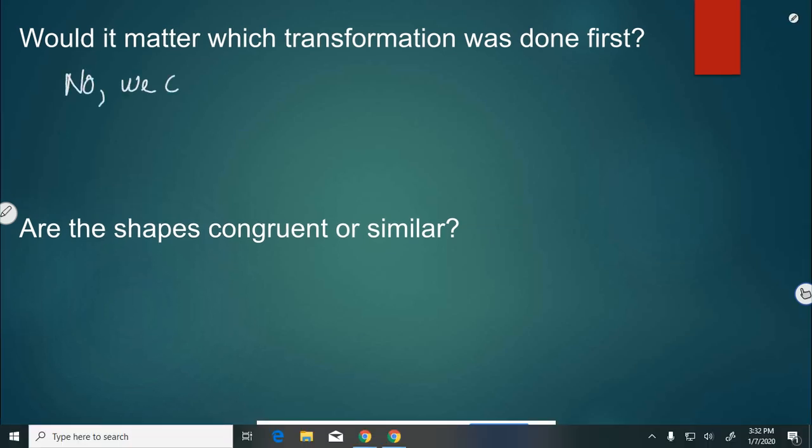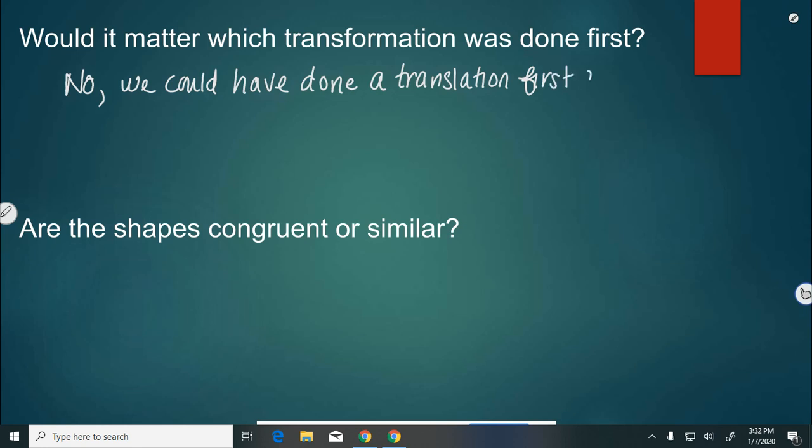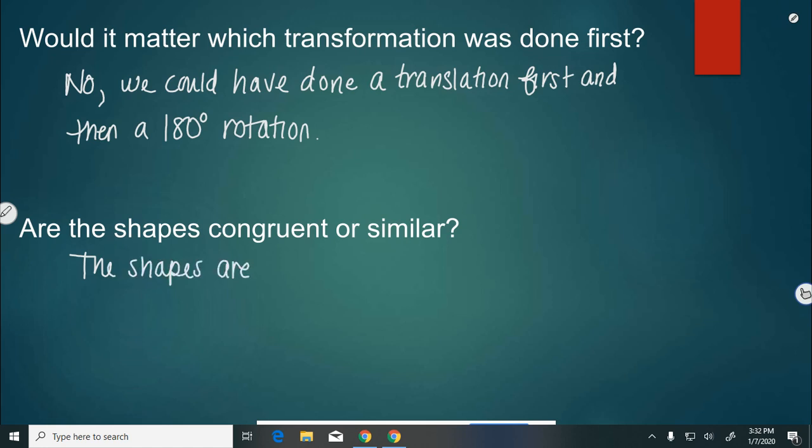We could have done a translation first and then a 180-degree rotation. And then last, are the shapes congruent or similar? I already answered this for you. You would say the shapes are congruent because a dilation did not occur.